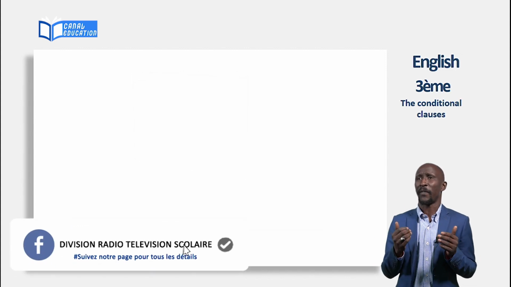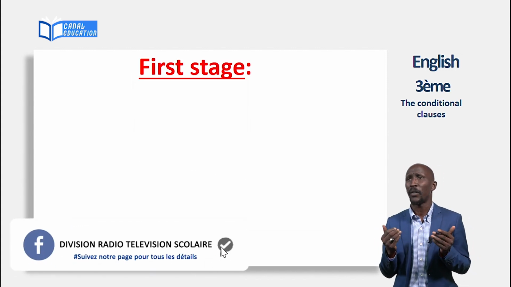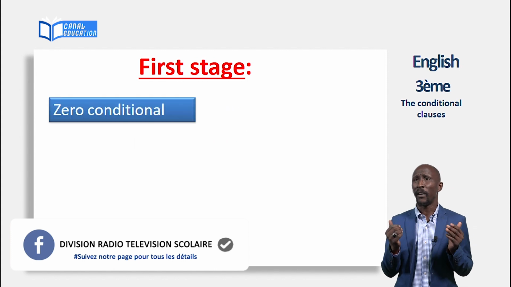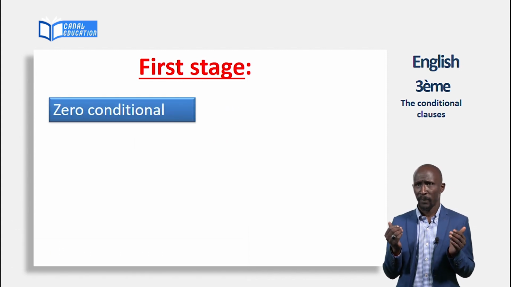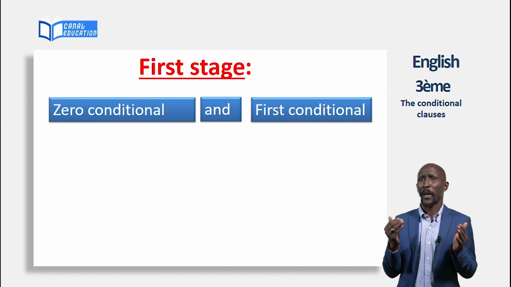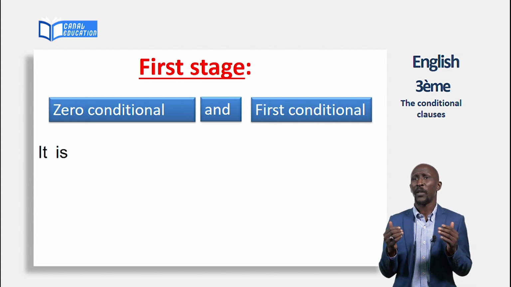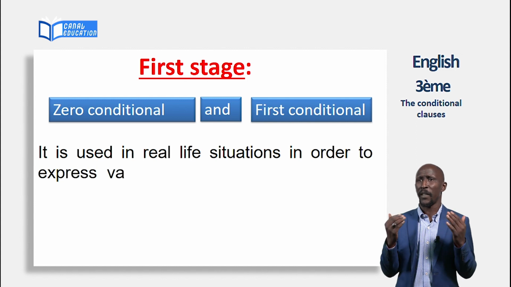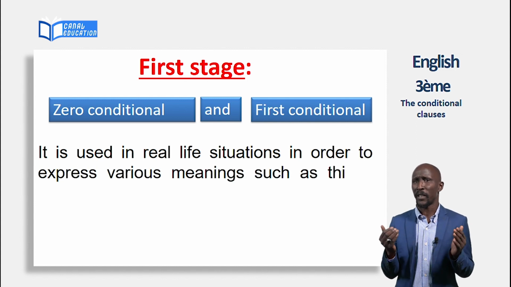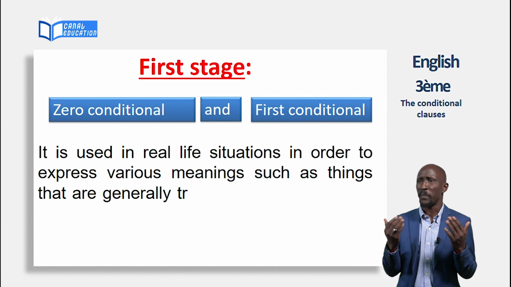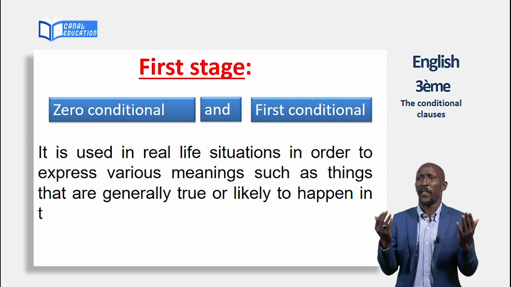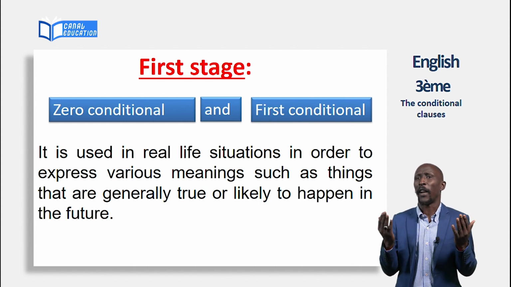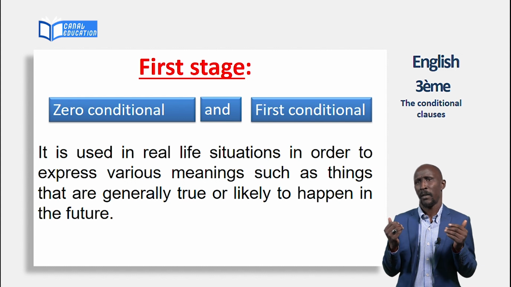Now, the first stage of our lesson is about the zero conditional and the first conditional. Why do I talk about the zero conditional? Because it will help us deal with actions or events in real life situations in order to express various meanings such as things that are generally true or likely to happen in the future.